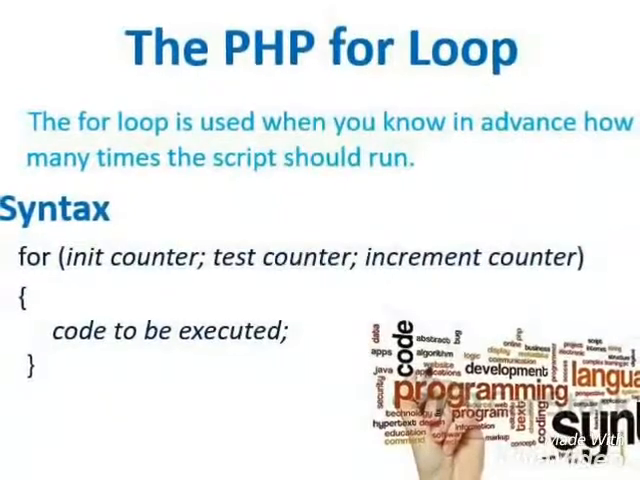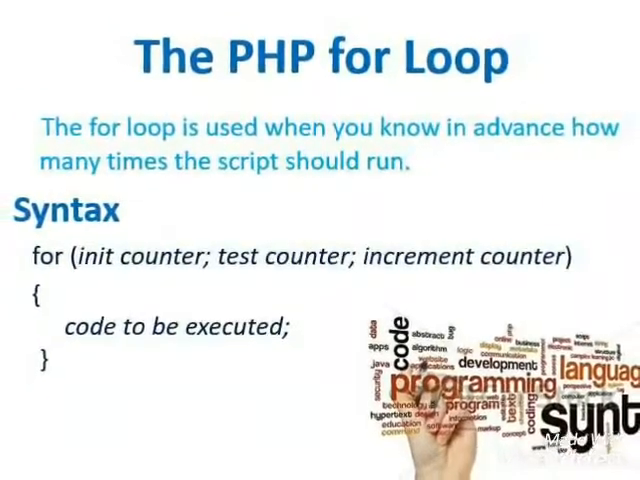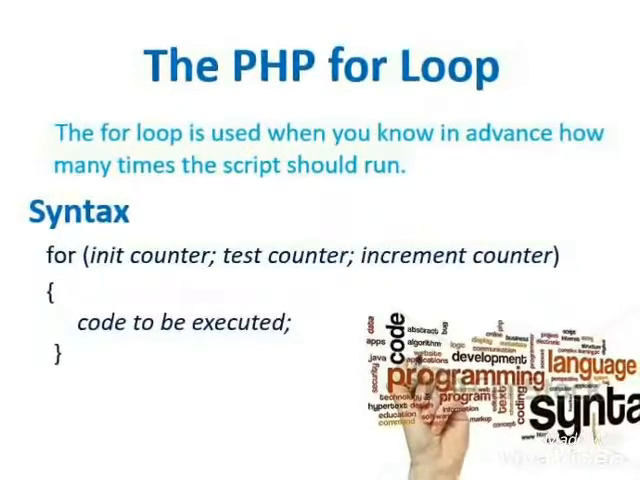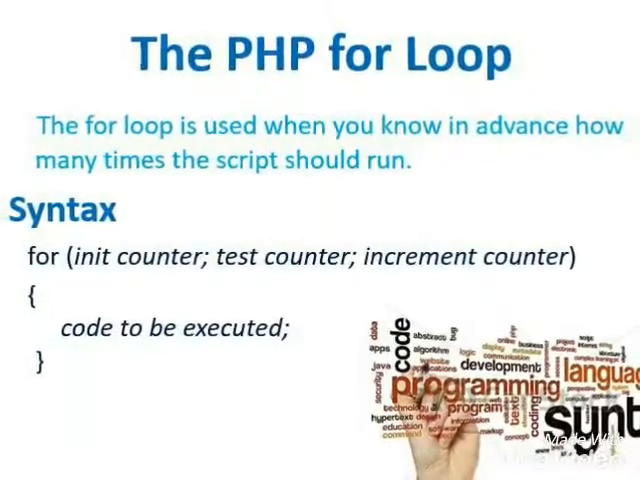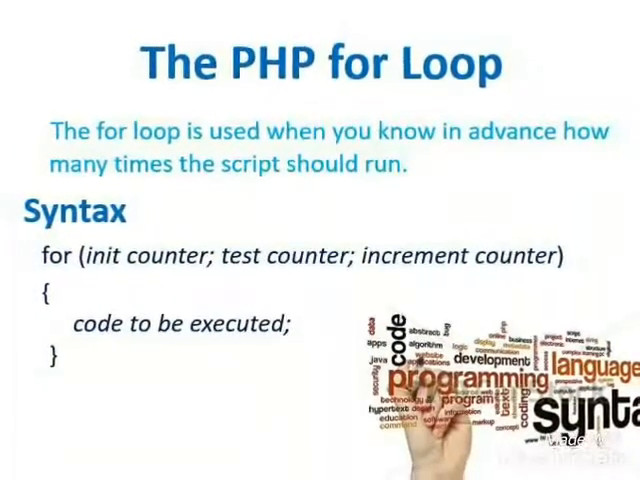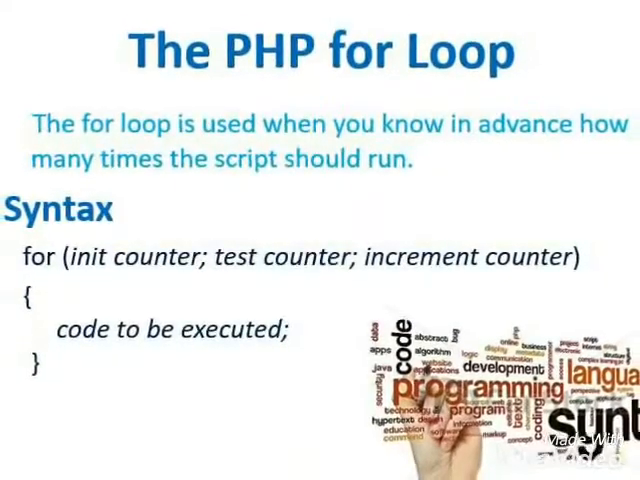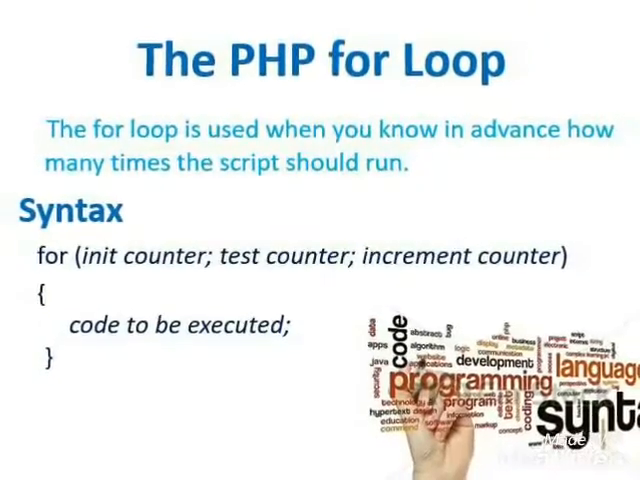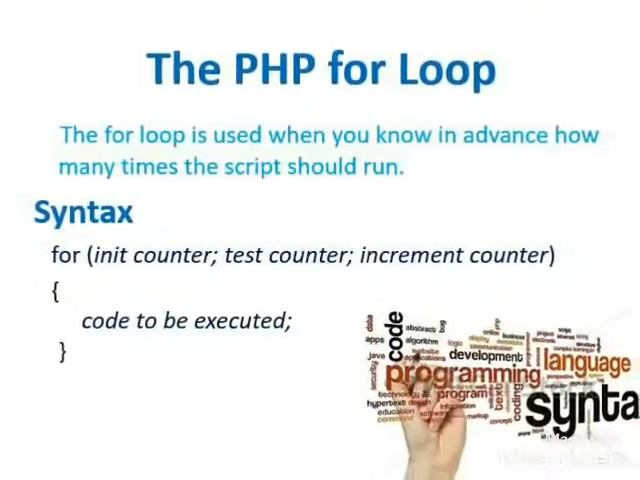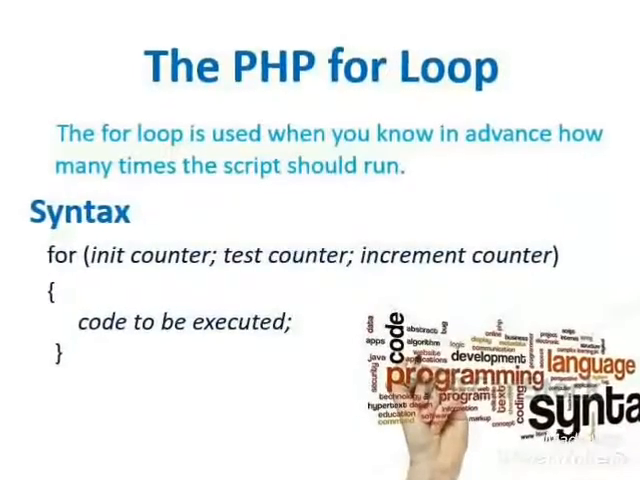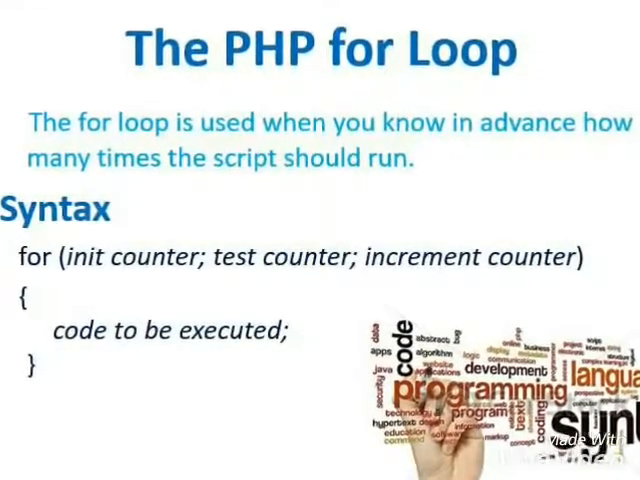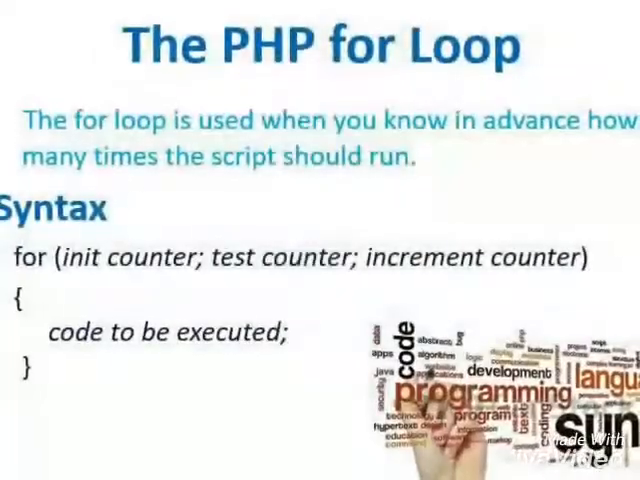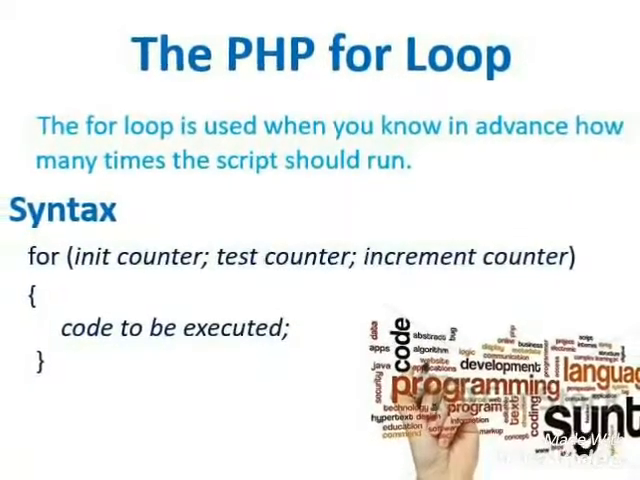The third one is the for loop. The for loop executes one or more statements for a specific number of times. The for loop is used when you know in advance how many times the script should run. This is the syntax: for (initial counter; test counter; increment or decrement) { code to be executed; } The parameters used are initial counter, test counter, and increment counter.